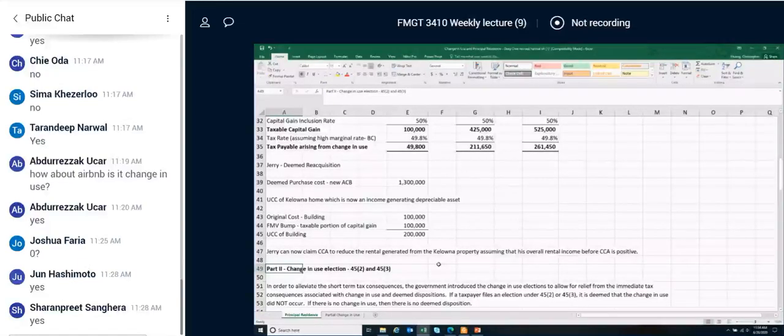So the government's view is, well, if you file this change in use election and you're really just renting out the property for the long term, because you're sitting there saying, well, I want the relief, but you're renting this property out in the long term, the government's actually saying, hey, we're better off because you're not going to be able to claim CCA. I'm going to get more tax. So this election only makes sense if you're renting out only for a short period of time, not for a long period of time. Okay, does that make sense? Are you guys following me so far?